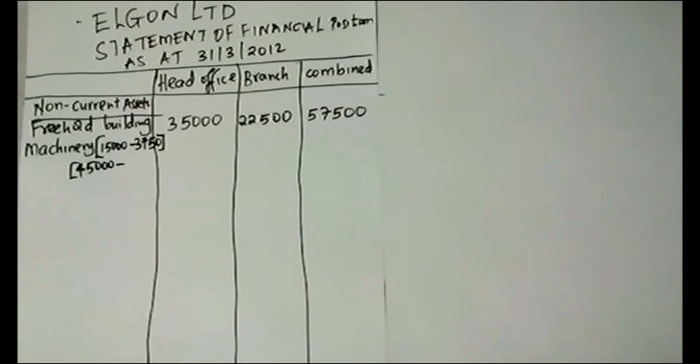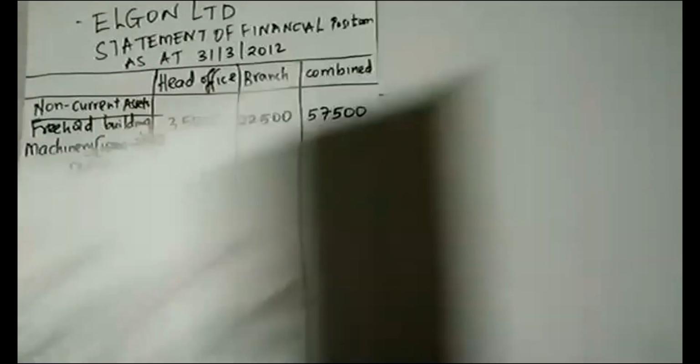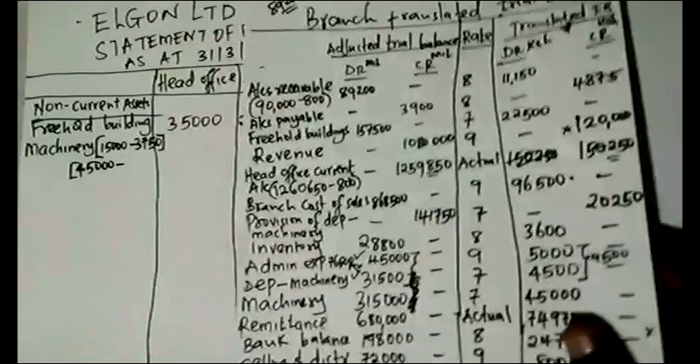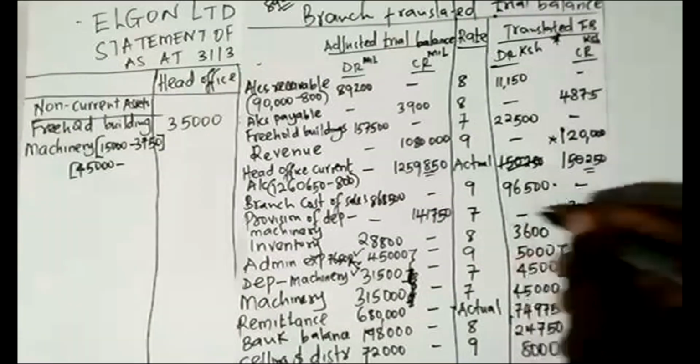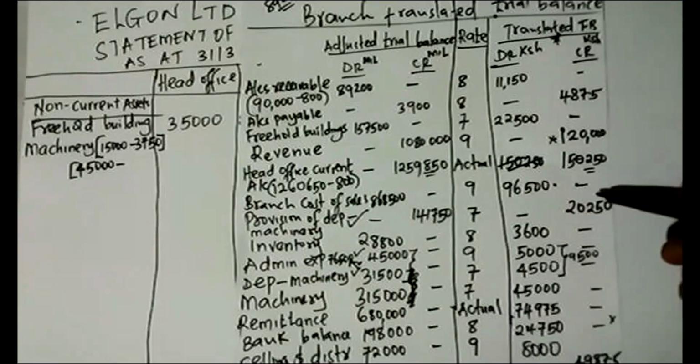Then we have provision for depreciation of the branch, which we did what? Which we translated. So provision for depreciation, 2,250. So I'm talking about this. So the far end there, 2,250.